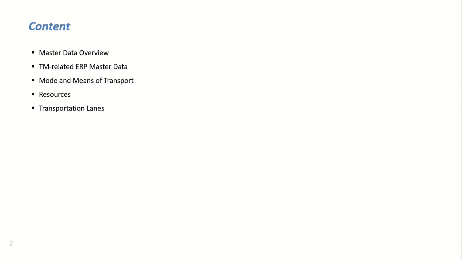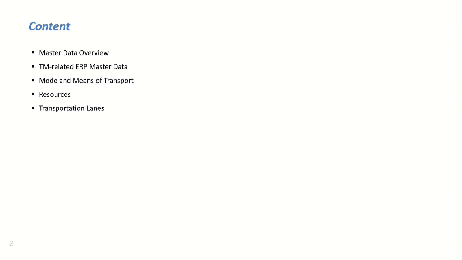Mode of transport is like road, air or sea. Means of transport, let's say if the mode of transport is road, then inside road there can be multiple types of means of transport like 20 feet container truck, 32 feet container truck, tractor, trolley, van. These are the means of transport which we have to create directly in the TM system only. Then resources will be like vehicle resources or handling resources, forklifts or something. All those things we directly create in TM.